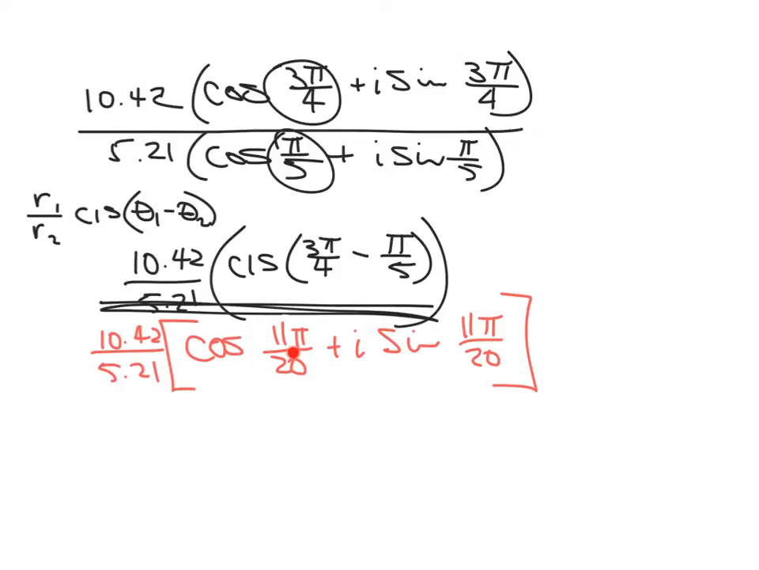Now I'm assuming you know where this 11 pi over 20 came from. It came from this minus this. Common denominators of 20, and this became a 15, and this became a 4. 15 minus 4 is 11. So we just took these and subtracted and got our angles there.